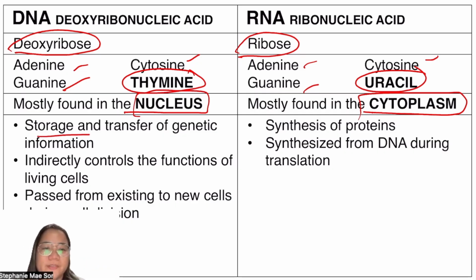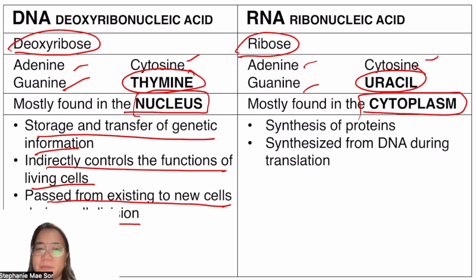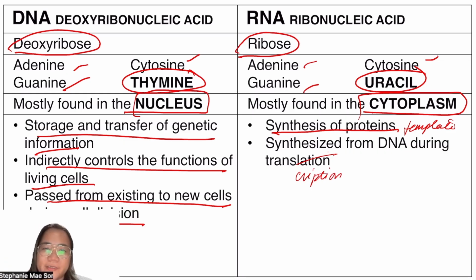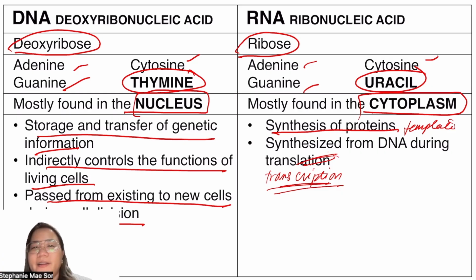So, your DNA is for the storage and transfer of genetic information. It indirectly controls the function of the cell, and it is the one that is passed on from existing to new cells during cell division. Your RNA naman serves as a template for the synthesis of your proteins, and it is synthesized from DNA during transcription. That's not translation. So, sabi na nga natin yun sa central dogma, di ba? Your DNA to RNA, that's transcription. RNA to protein, that's translation. Okay? Next.